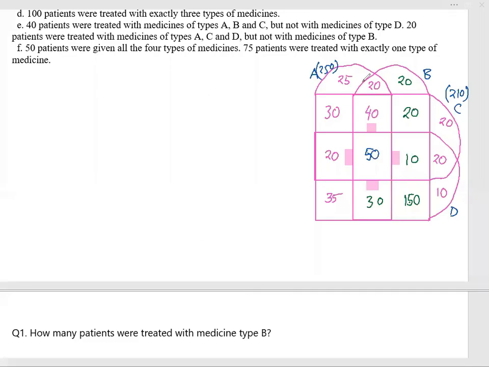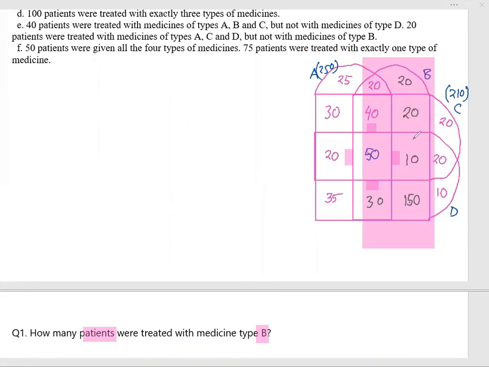Now we can see the entire diagram. It has been filled in, and all of the data we have calculated. Let us go for the first question in this segment. First question: how many patients were treated with medicine type B? That means we are talking about medicine type B. What is this entire sum? That is the question. To solve it, let us think: 150, 50, 200, 200 and this is 50.